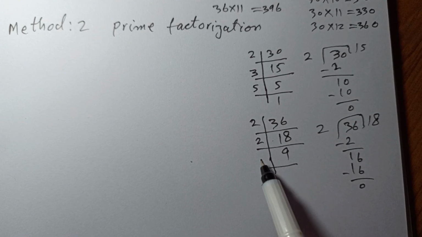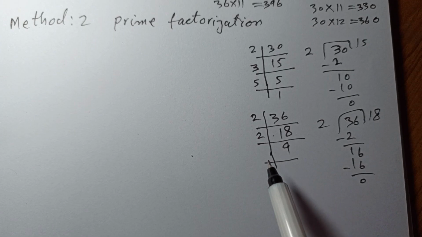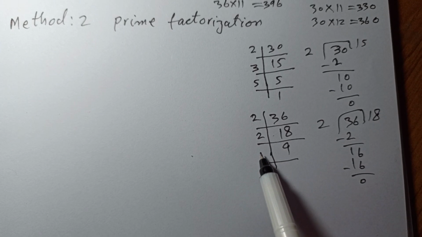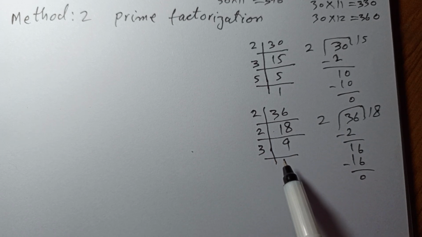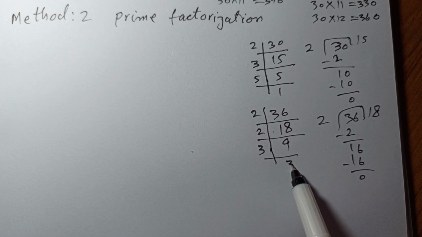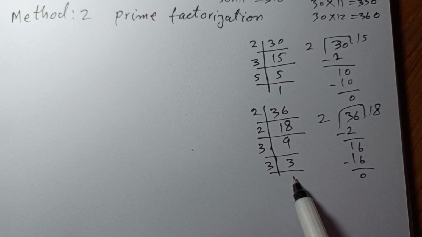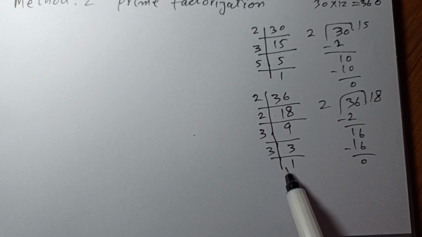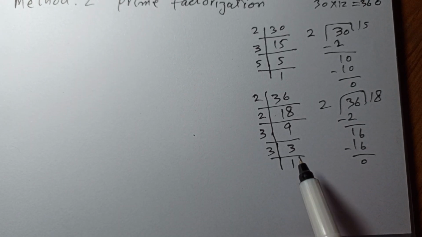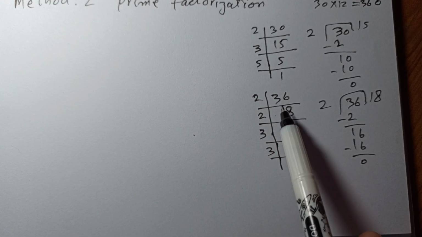Again divide 9 by 2, but you will get a remainder, so you will not divide by 2, so divide it by 3. When 9 is divided by 3, 3 threes are 9, you will get 3 as its answer, remainder will be 0. And then again divide 3 by 3, you will get 3 ones are 3, 1 is your answer and remainder is 0. Now it is finished, and these are the prime factors of 36.